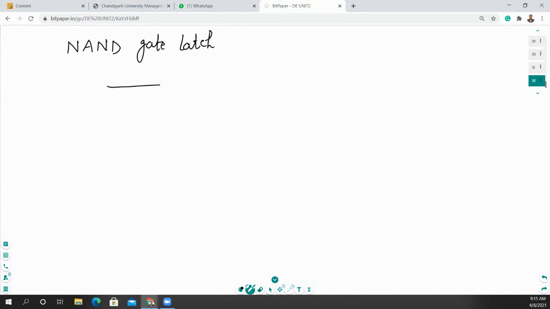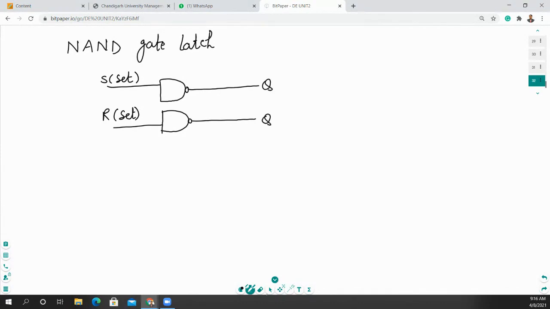So we will provide the input. Let's suppose that this is your S as a set input, and we are using another as R set input. These two inputs are used to give the input for the NAND gate. And here from this NAND gate we will get the output. These are the two NAND gates. These are the outputs. This output is Q and this output is Q bar.